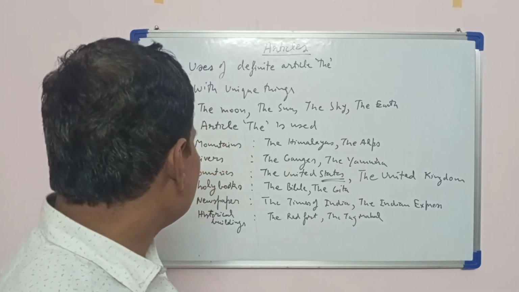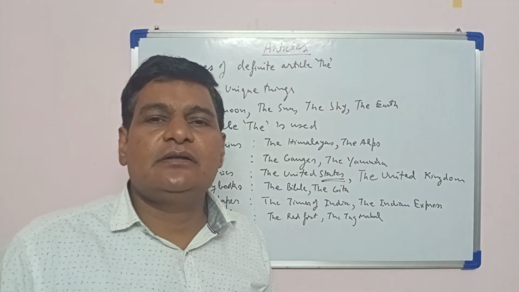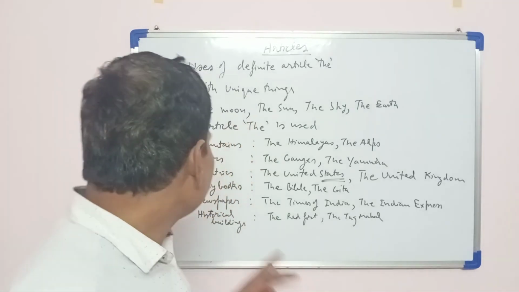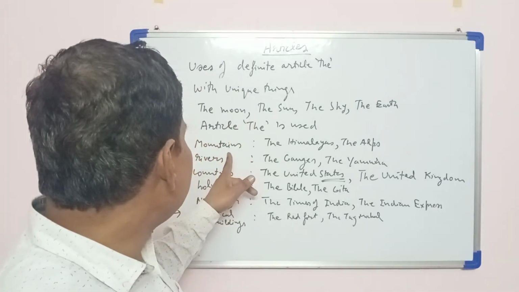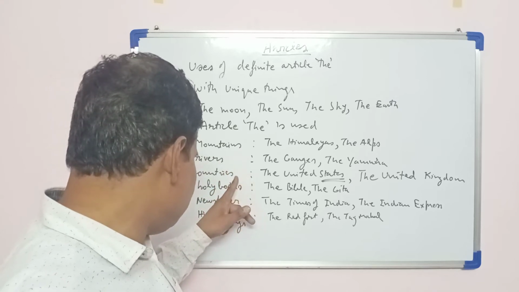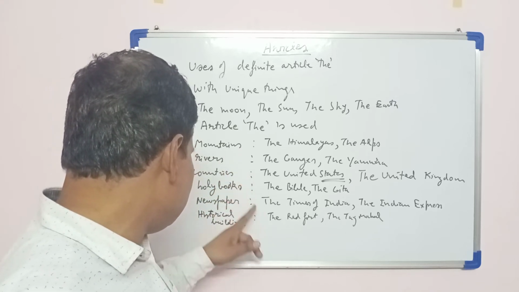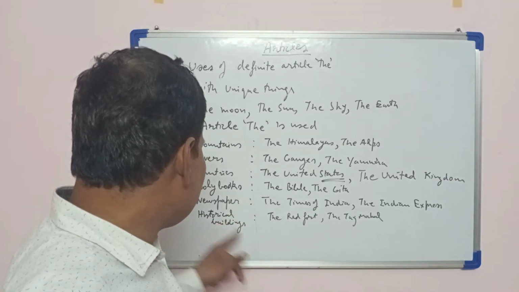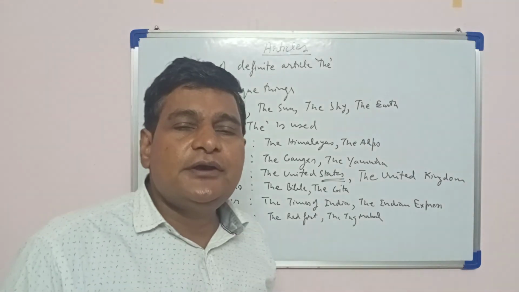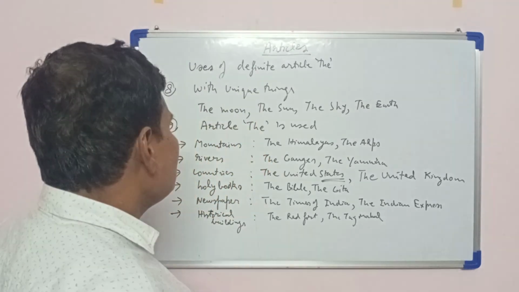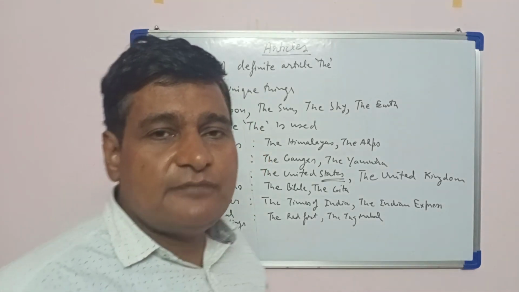So, you can easily understand, article the is used very widely with the name of mountains, with the name of rivers, with the name of countries, with the name of holy books, with the name of newspapers, with the name of historical buildings. It is used very widely. Now, there are some other uses of the also.